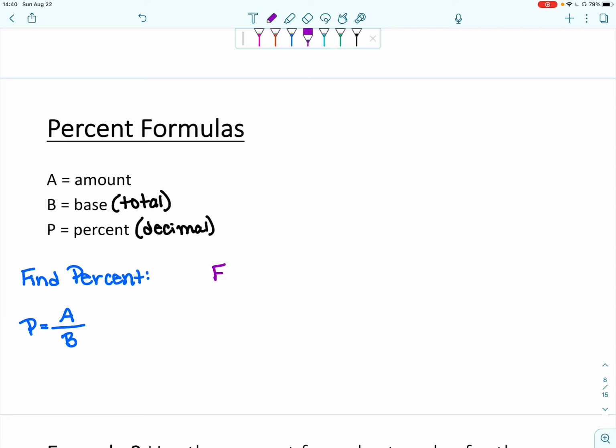If you want to find the amount, so we're looking for A, you're going to take the base, the total, and you're going to multiply that by the percent. So I know the percent that I got on the quiz, and I know how many questions there were on the quiz. How many does that mean that I got correct?